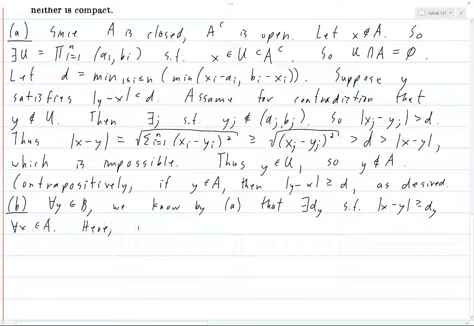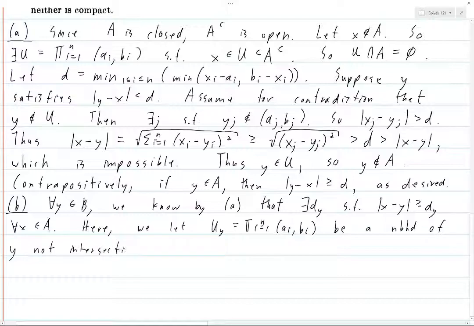And in the proof, if we let uy, which we'll write as a product over i from 1 to n of (ai, bi), be a neighborhood of y not intersecting A, we also defined dy to be the min for i between 1 and n of the minimum of yi minus ai and bi minus yi.